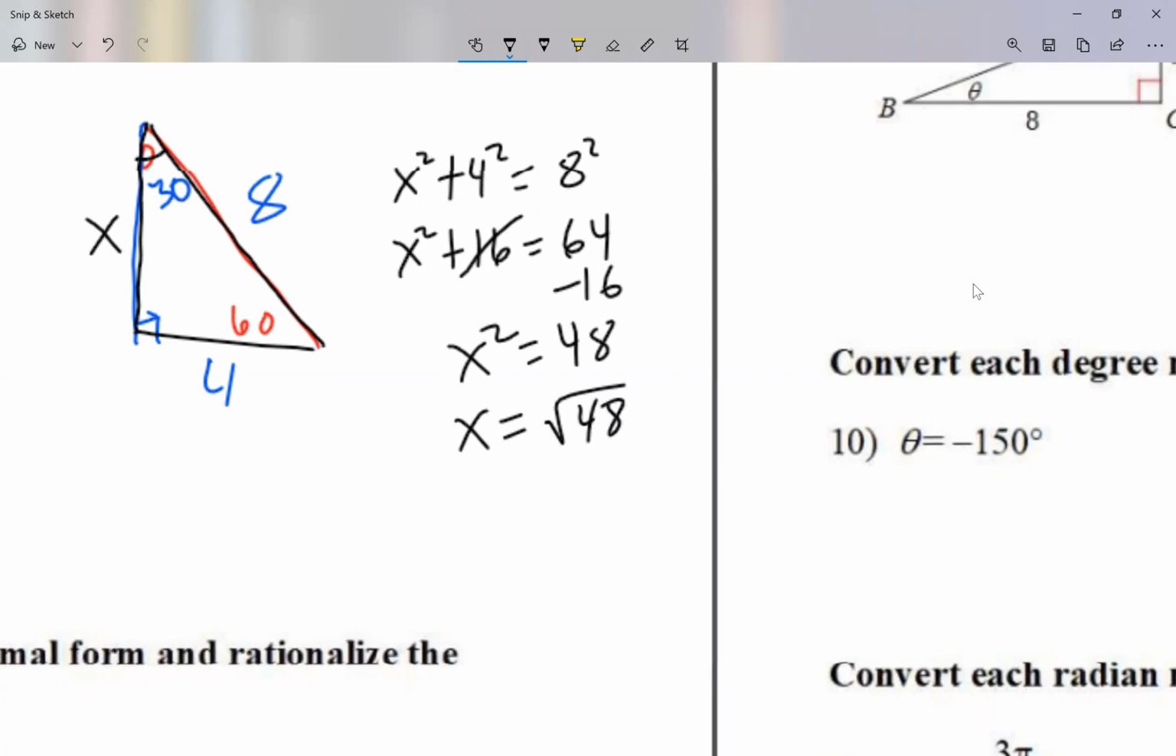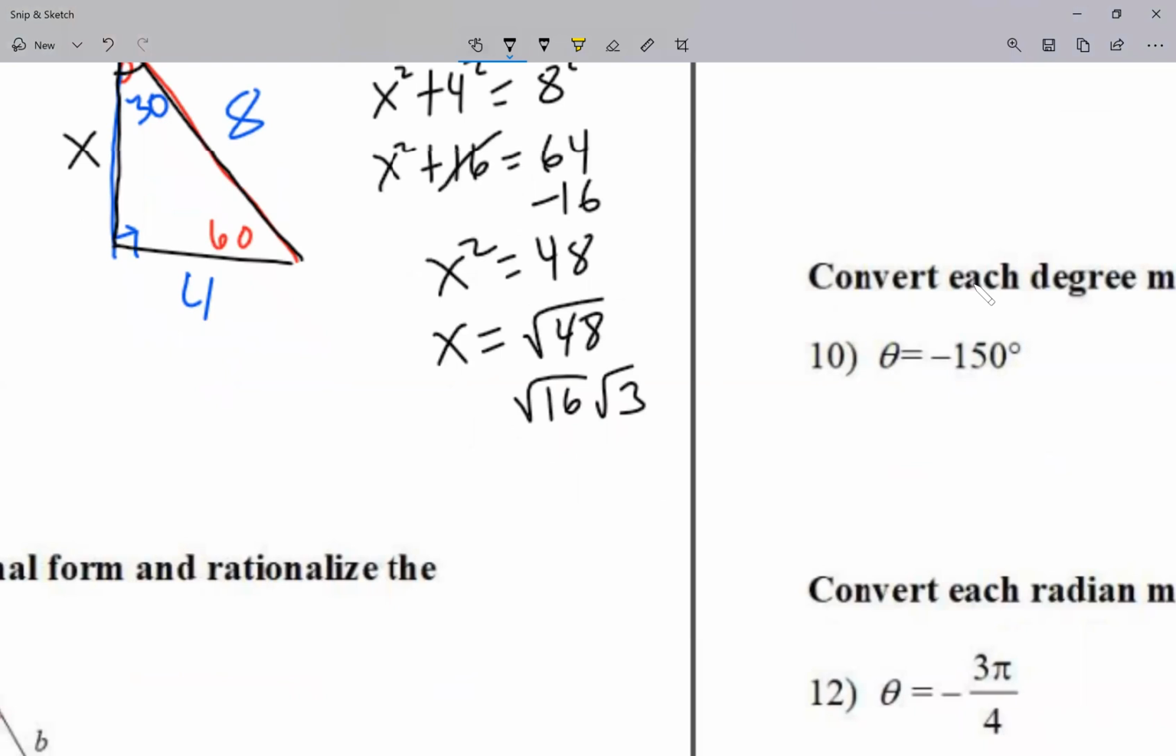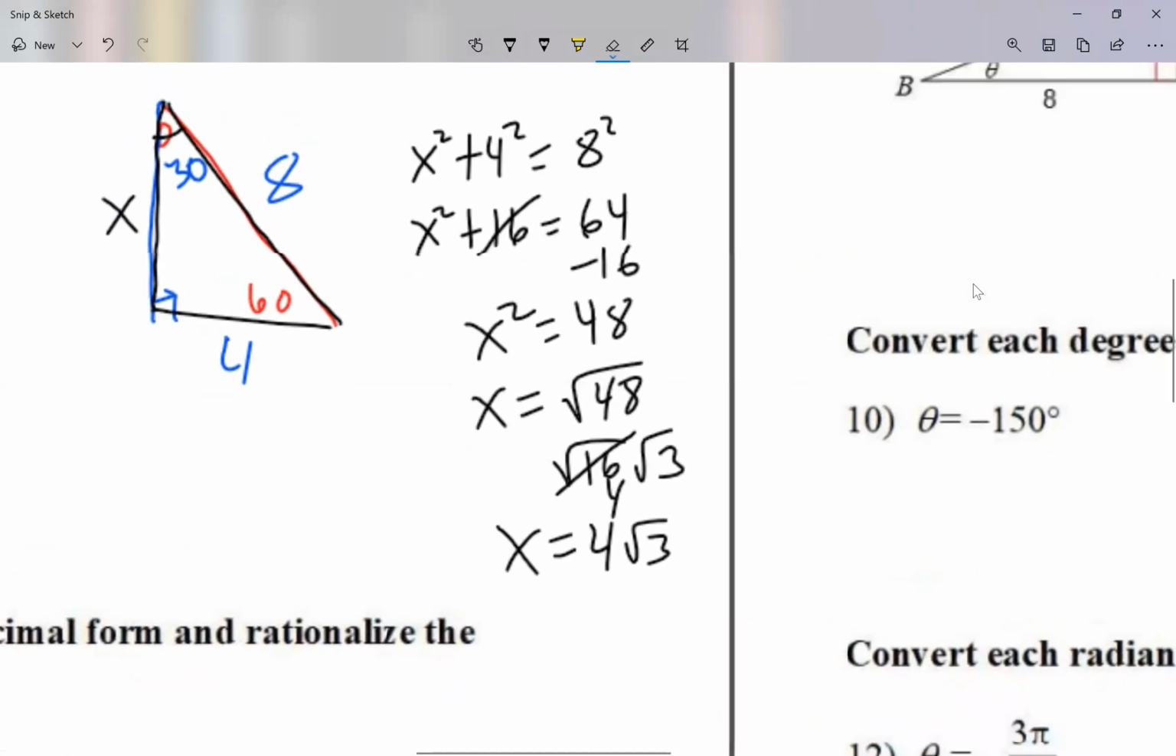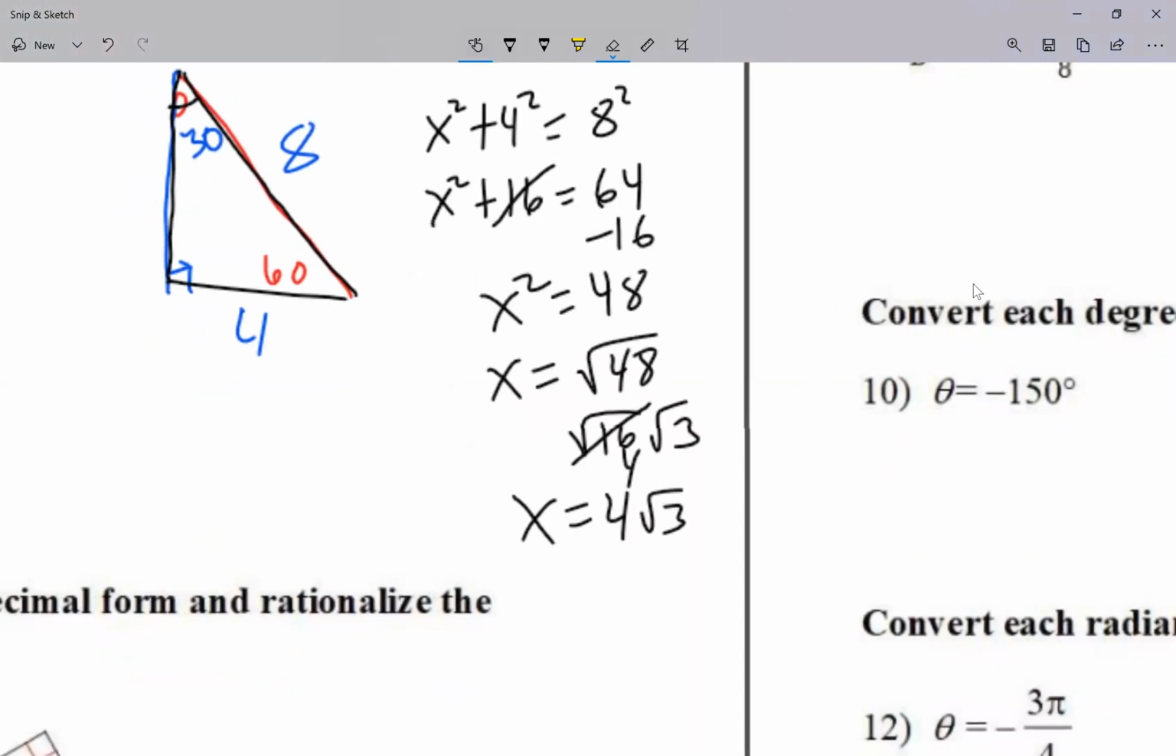Okay, now 48, I'm going to break that as 16 times 3. 16 is a perfect square, so that means that my x in this case is 4 radical 3, right? The square root of 16 is 4, so it becomes a whole number. I just simplify that. So let me erase this x right here, and let me write this as a 4 radical 3.